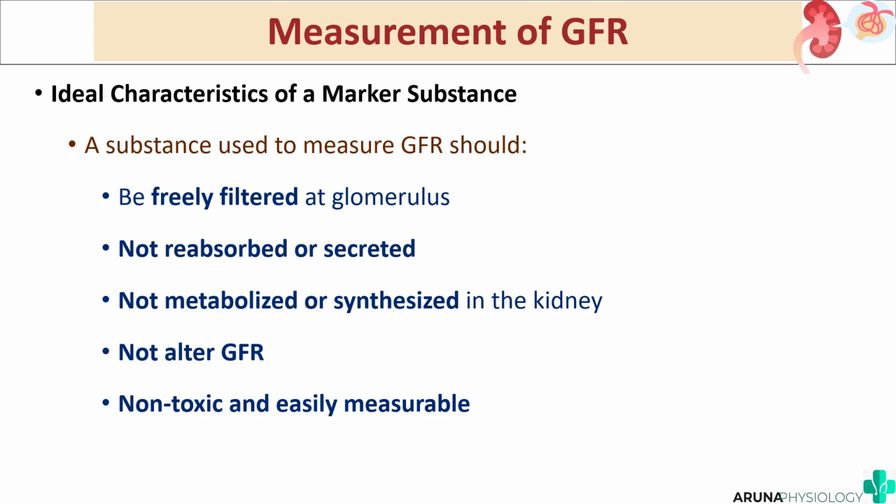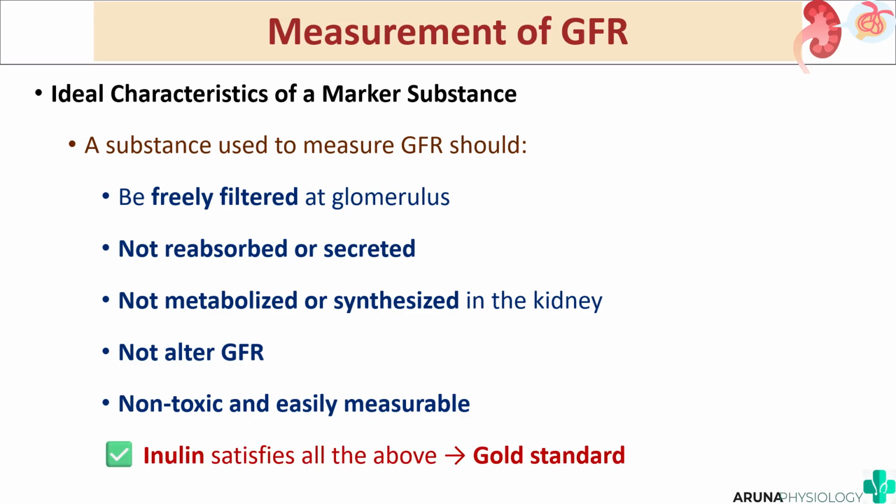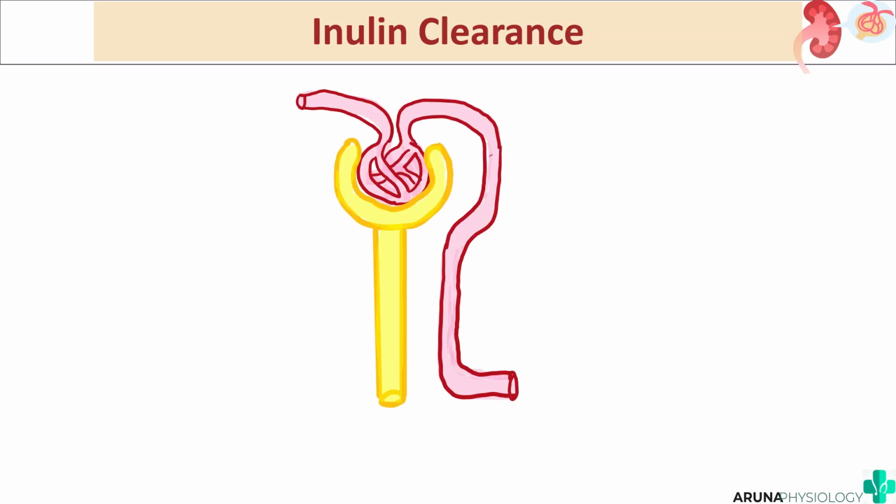A substance that ticks all these characteristics is inulin. So inulin is therefore the gold standard for measurement of GFR. So we'll see how inulin is used to measure GFR. Suppose this is the Bowman's capsule and the glomerulus. Inulin is a substance which is freely filtered, fully filtered in the glomerulus.